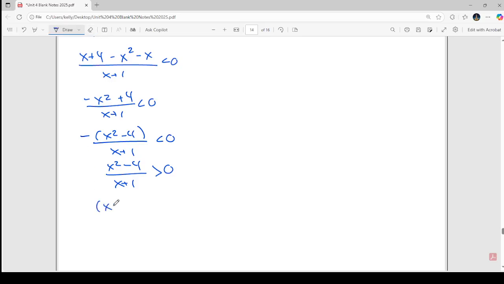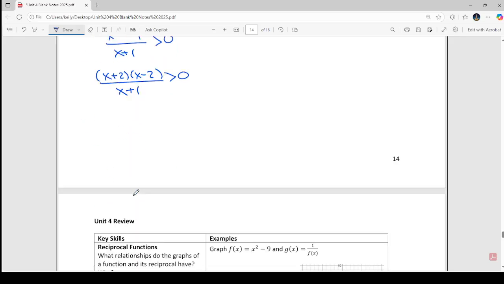And I will continue factoring (x + 2)(x - 2) over (x + 1) greater than 0. All right, so what did we have? We have our x-intercepts at x equals plus or minus 2. And we have our VA, well, it's a restriction, but it is a VA. You can call it a VA or a restriction at x equals minus 1.